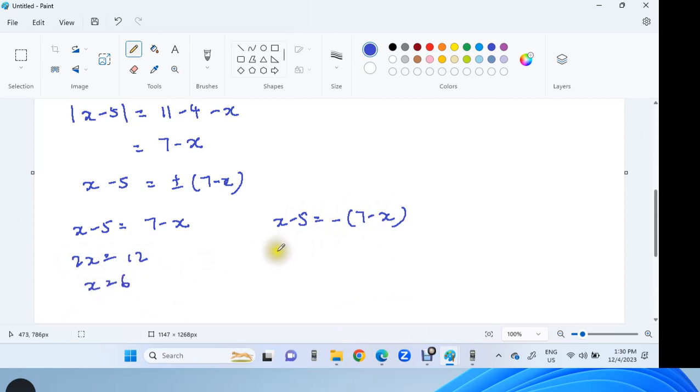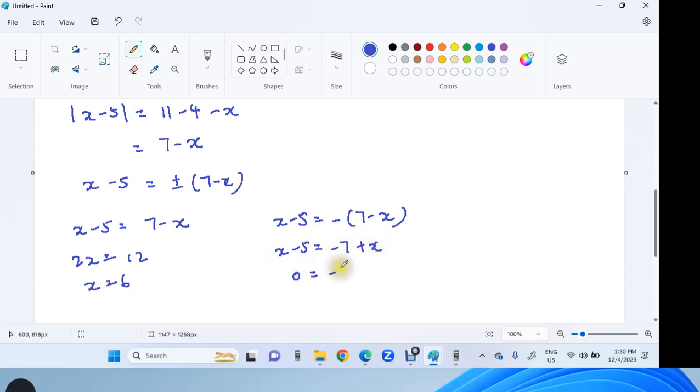And this one, x minus 5 equal to negative 7 plus x. So 0 equal to negative 2. This one is no solution, as 0 is not equal to negative 2. So x equal to 6.